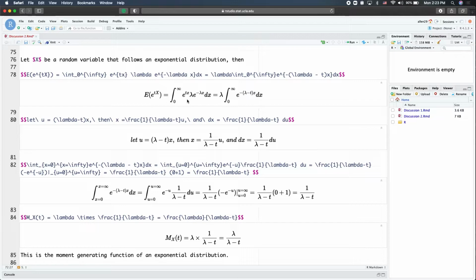I'm not sure how the grader will grade the homework, but if you just directly use the moment generating function, as long as you specify or just write that this is the moment generating function for the exponential distribution, maybe add a sentence to point out that you directly use it, I think that should be fine, but it depends on the grader.